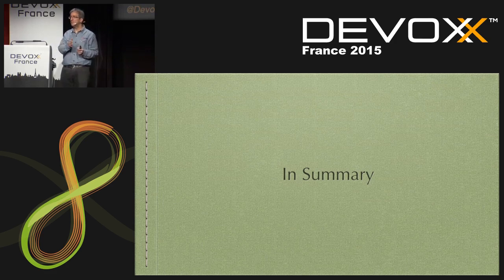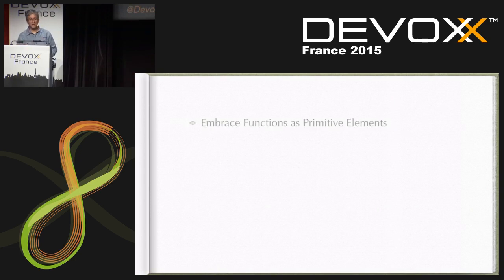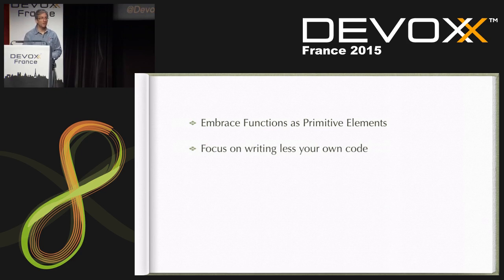But these shouldn't be reasons that you shy away from experimenting with new things. And if you look at this presentation, the main takeaway is just, let's start to think about functions as our primitive building blocks, right? Let's start to embrace them as primitive elements. Instead of always thinking about objects, classes, methods, let's start to think about functions. Let's focus on writing less of our own code. The forEach or the filter, this isn't magic. If you drill down into either the library or the language, if it's native to the language, it's just doing the same thing that we've been doing.